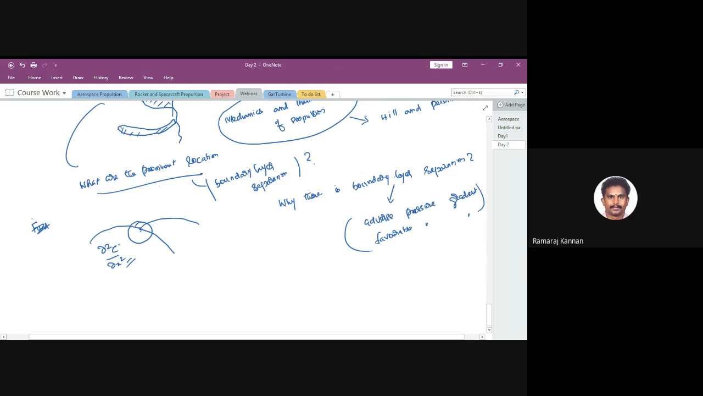Your boundary layer separation. What will be your ∂p/∂x? What will be the value of ∂p/∂x, ∂²u/∂x²? So how are these values going to change at the point of separation? If the boundary layer is going to reattach, what will that be?